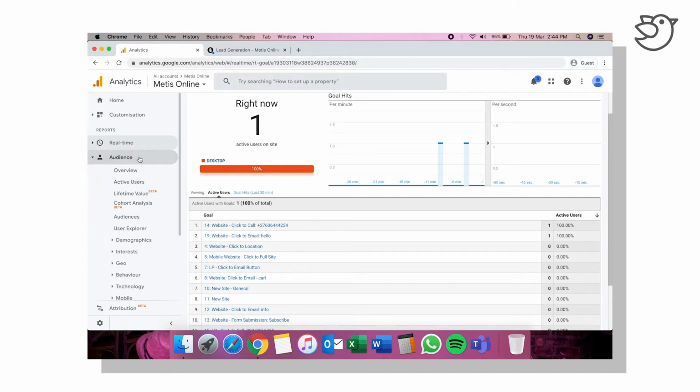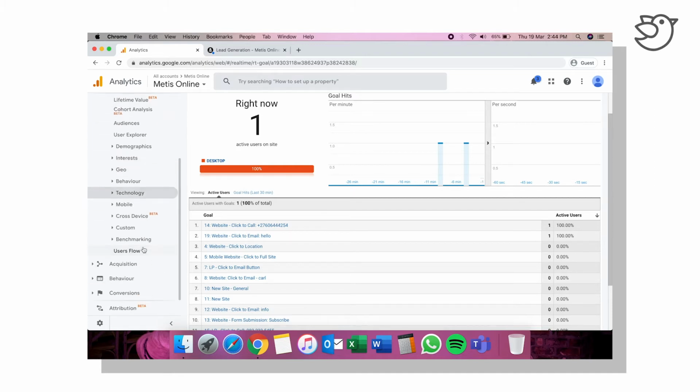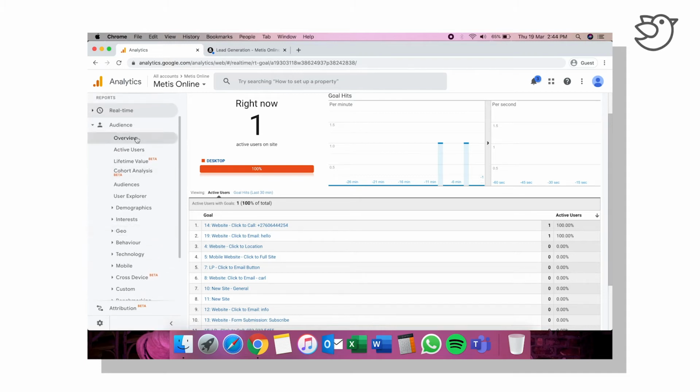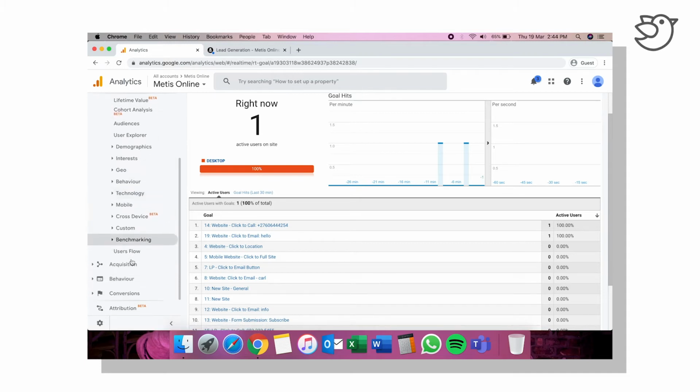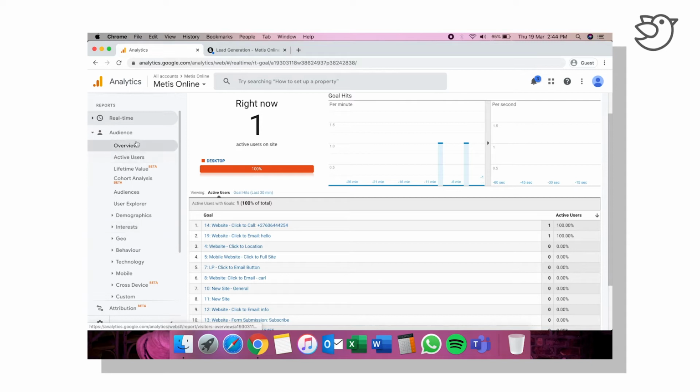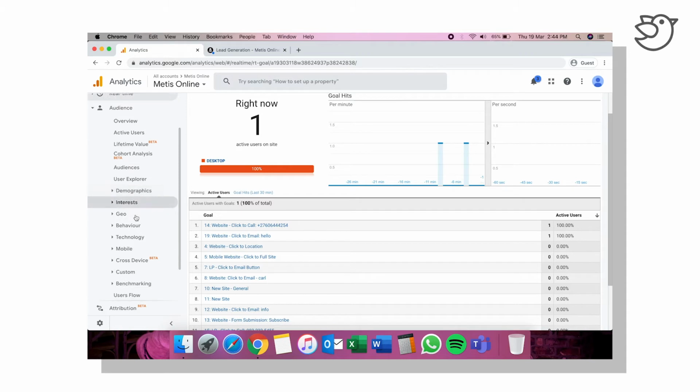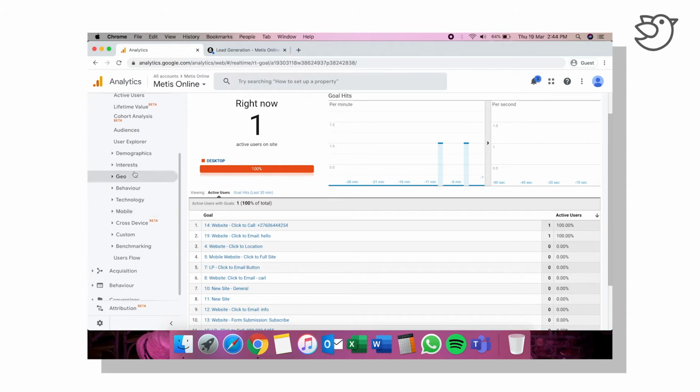So let's start with the audience. Now, as you can imagine, this is super overwhelming. There's loads of different reports here. So what I'm going to do is go through the ones that are the most important. A lot of these things are new features that Google Analytics is constantly rolling out, and unfortunately, it generally takes a lot of data for these ones to really show their worth. So I'm going to rather utilize the ones that are applicable for you and me.